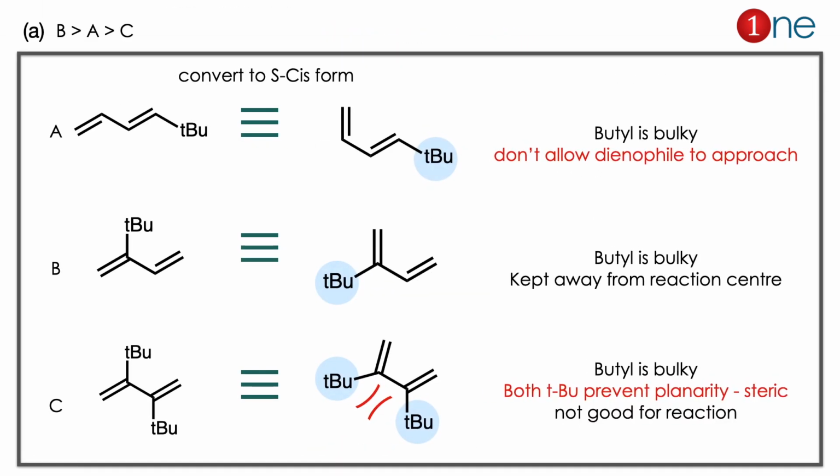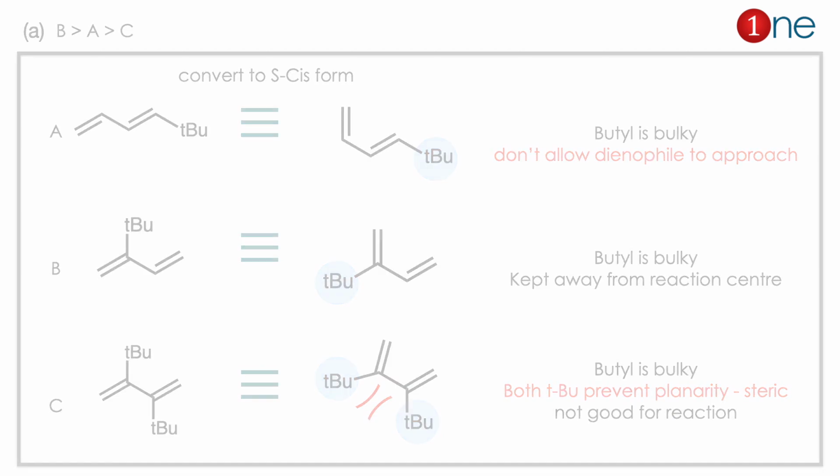The major requirement for the Diels-Alder reaction is the s-cis form. Here the tertiary butyl group is bulky, it doesn't allow the s-cis formation. If you look at A, it has one tertiary butyl exactly near the double bond, so it won't allow the s-cis. If you look at B, the butyl is bulky but it is away from the reaction center. It will be less affected. If you look at C, it is very sterically hindered, so C will be least, A will come next, B will be the faster one.